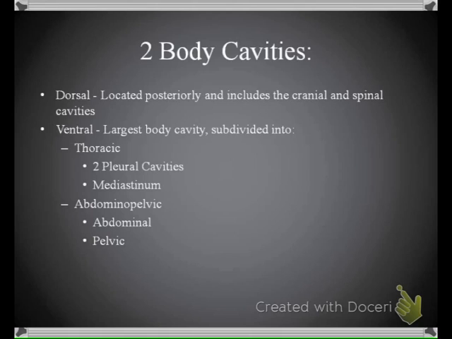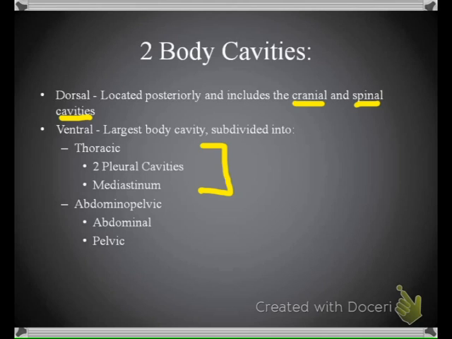Okay, we see that there are two main sections of the body. There's the dorsal and ventral section. The dorsal is located posteriorly and includes the cranium and the spinal cavities. This includes such things as the spinal cord and the spinal column. The ventral section is the largest body cavity, and it's subdivided into two sections. Those are the thoracic, which contains two pleural cavities and the mediastinum. And so this is typically what we're striving to attain on chest CTs.